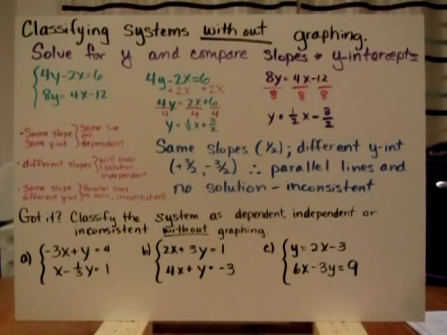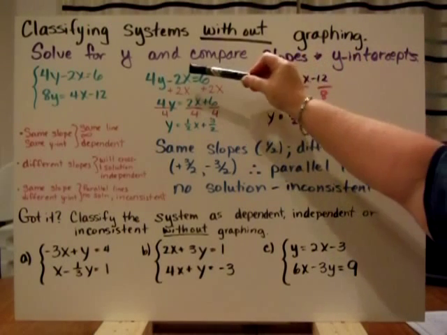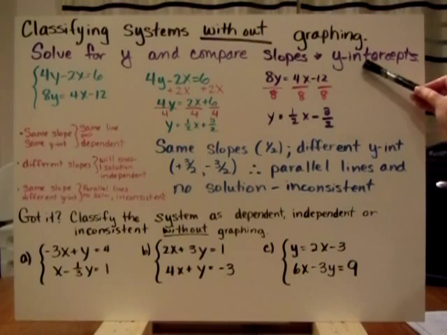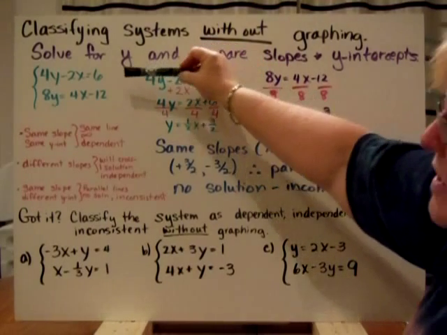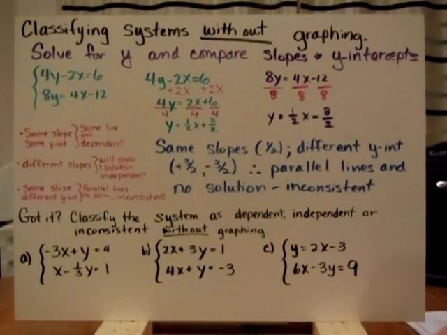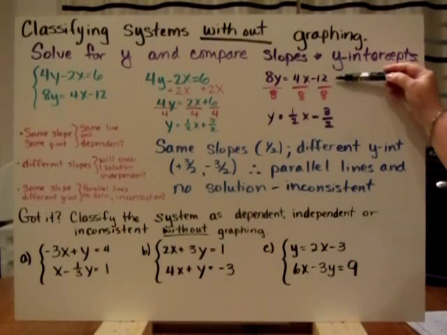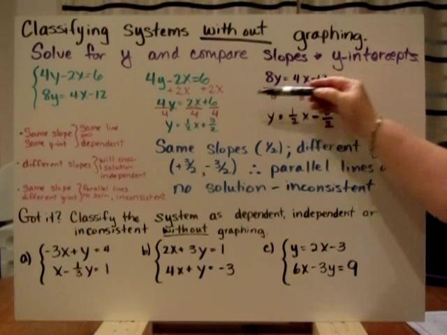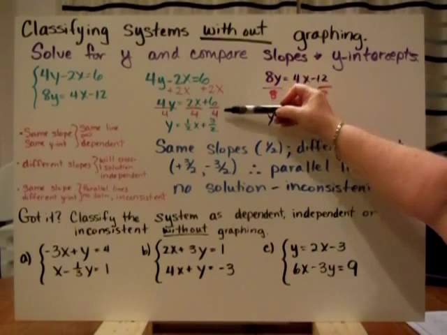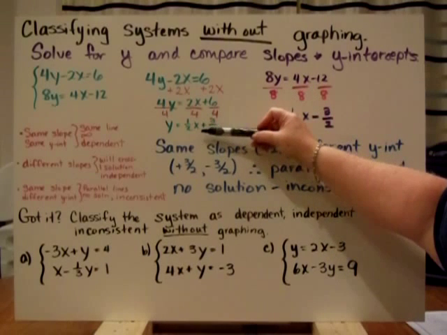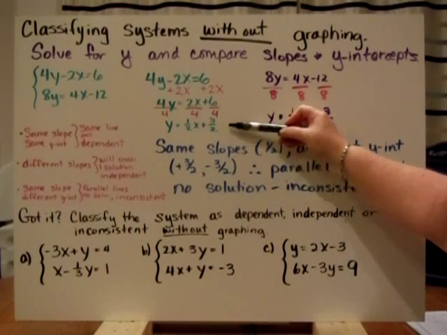Okay, it's possible to classify systems without graphing, and the way you do that is to solve for y and compare the slopes and the y-intercepts. So we have the system 4y minus 2x equals 6 and 8y equals 4x minus 12. So we're going to take each one of those equations and solve them for y. So we add 2x to both sides, then we divide by 4. We get y equals 1/2 x plus 3/2.